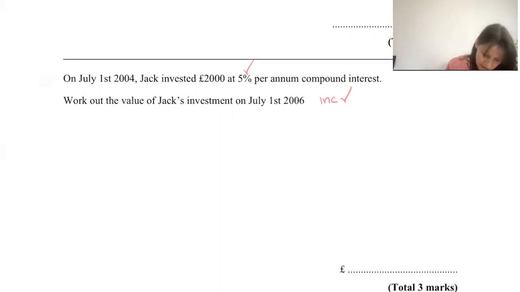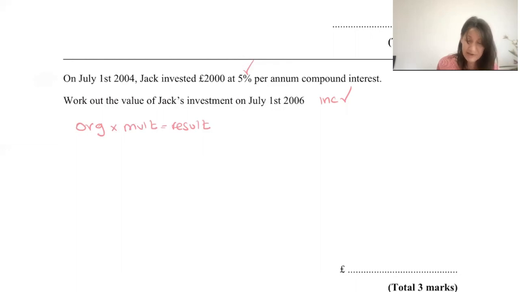A two-tick question tells me to use original times multiplier equals result. And this particular question is over a period of time. The investment begins in 2004 and it ends in 2006, both in July. It's a 2-year period. And when you have a period of time, which we do here, time is 2, that becomes a power on the multiplier. So our original is 2000, times that to the multiplier.